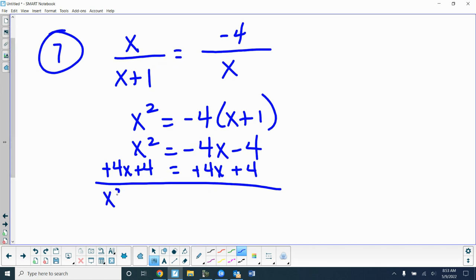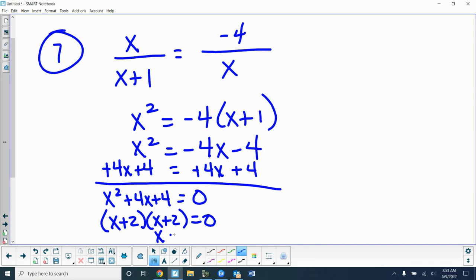So I got x squared plus 4x plus 4 equals 0. What are the factors of 4 that add up to 4? 2 and 2, right? What's my answer? Negative 2. Is that a good answer? Is negative 2 plus 1 okay? Yeah, is negative 2 in the bottom okay? Yeah. So negative 2 is our answer. You don't have to write it twice.